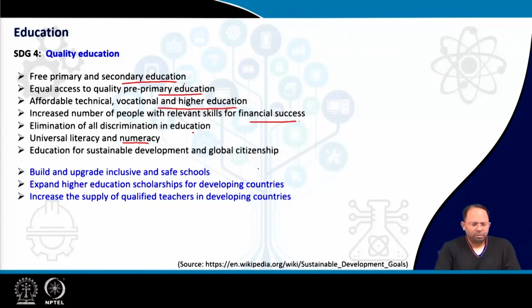So, these are some of the basic targets, and some of the process targets are to build and upgrade inclusive and safe schools, expand higher education scholarships for developing countries, and make sure of the supply of qualified teachers in developing countries. So, more or less you see that education is something which is basic and has to be provided to everybody, and people should have the opportunity to avail education at any point of time. Education should also be skill oriented or job oriented, so that at the end of the day people could be gainfully employed after getting an education.